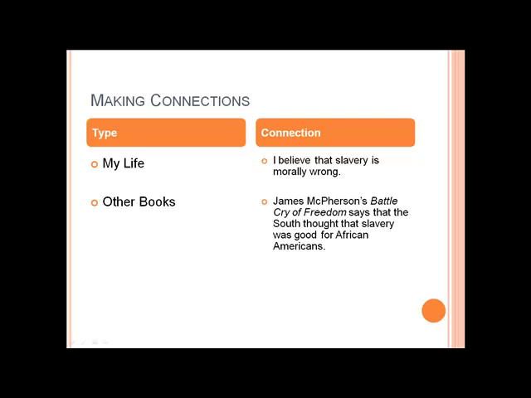Here's one from other books. I've read a book by James McPherson called The Battle Cry of Freedom, and it's basically the history of the Civil War. And he says that the South thought that slavery was good for African Americans, that they liked it, and that it was the only way that they could lead a stable life, which obviously I don't agree with because of my connection up here. But it helped me understand this paragraph because I've already read other places where that's been said. So I know that that's a true thing, even though it's not something I agree with.